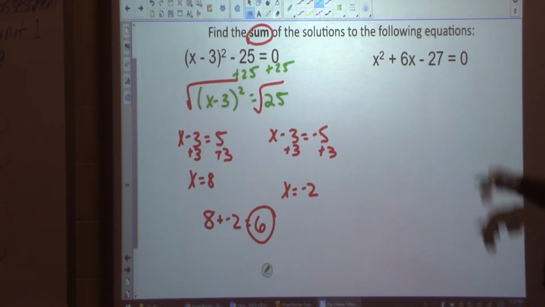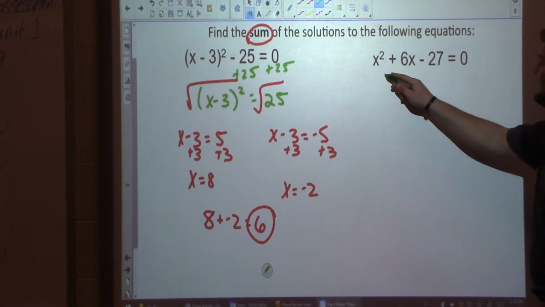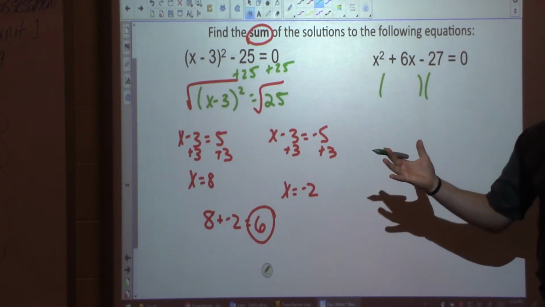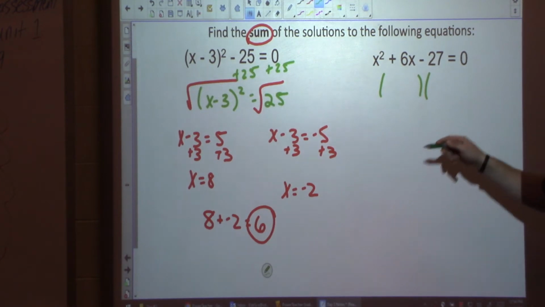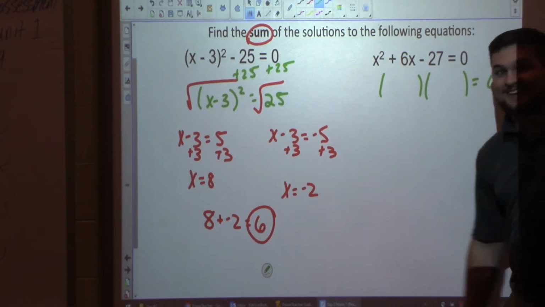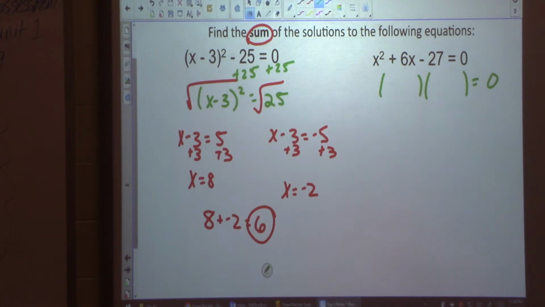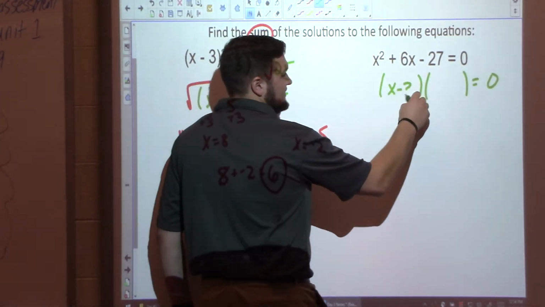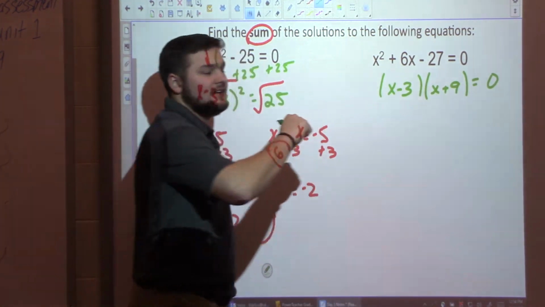So the second one, x^2 + 6x - 27 = 0. This is one of those where we want to get the squared term by itself, or we want to get one side equal to 0. One side equal to 0, good. Then, what do I do once I have one side equal to 0? You factor. Factor, my second favorite F word. Behind FOIL, obviously. All right, you want to multiply to negative 27, add to 6. What are we looking at? Negative 3 and 9. So (x - 3)(x + 9).